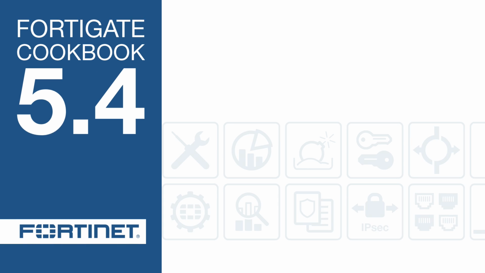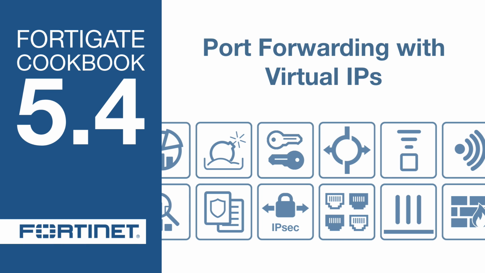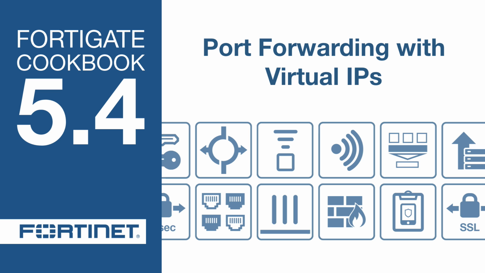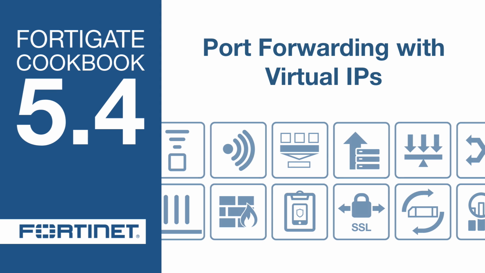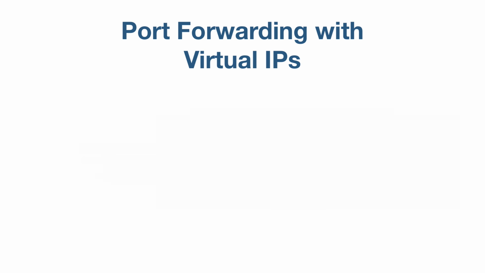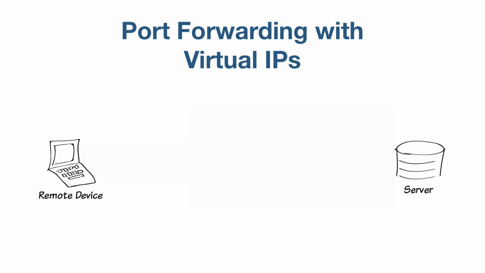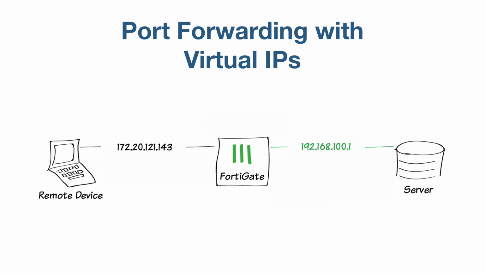In this video, you will use Virtual IPs or VIPs to configure port forwarding on your FortiGate unit. This configuration will allow users on the internet to connect to a server protected by your FortiGate firewall, but only through ports that you choose and without knowing the server's internal IP address.